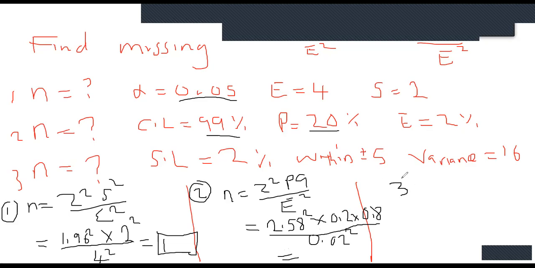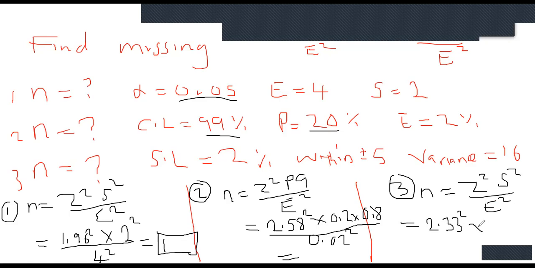All right. How about number 3? What formula do we use? N is equal to Z squared, S squared, over E squared. What is our Z? 2.33. What is our S? 16. And what is our E? 5 squared. Why are we not squaring the 16? Because it's a variance, and variance is already S squared, right? Where is the 2.33 coming from? From the Z value of 2%. All right.